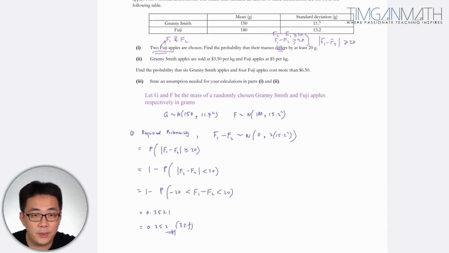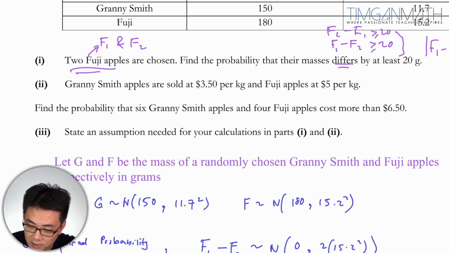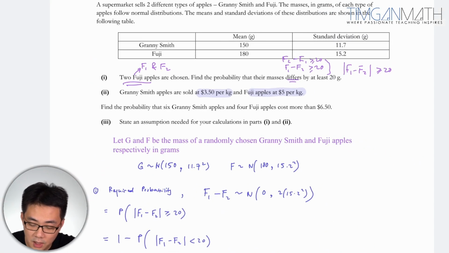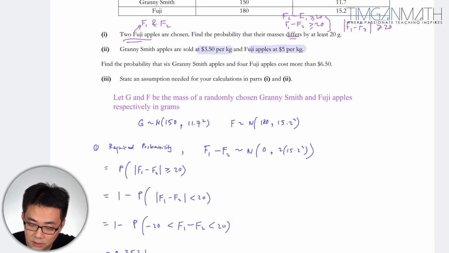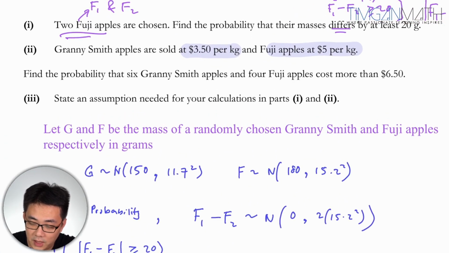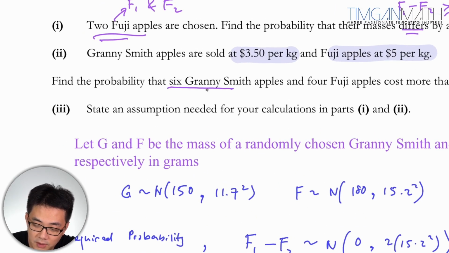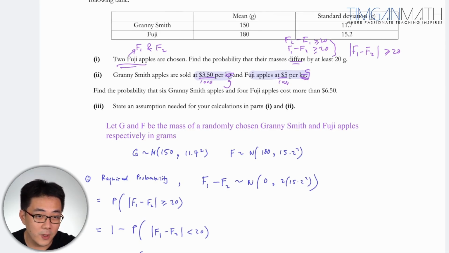So second part: Granny Smith apples are sold at $3.50 per kg and Fuji apples are sold at $5 per kg. This is important. Find the probability that 6 Granny Smith apples and 4 Fuji apples cost more than $6.50. Now this is very, very important. 6 Granny Smith apples means G1 times 3.50. That's why this 3.50 is per kg, so it needs to be divided, changed to gram. That's why it's very, very, very tricky.